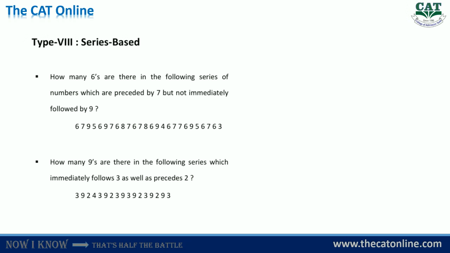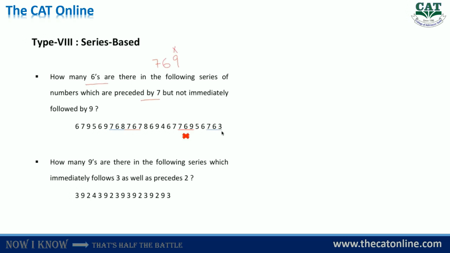So the question is, how many 6s are there in the following series which are preceded by 7? So we need a 7 before 6, but not immediately followed by 9. So a number could be 760 anything but not 9. Let's see how many numbers there are. This is one. 768 is a valid number. 767, again a second valid number. Now this is 769. This is something that we do not want, so we'll exclude this from our counting.